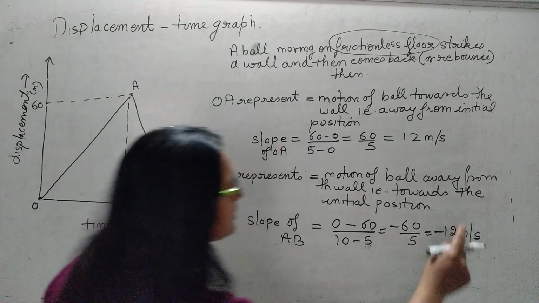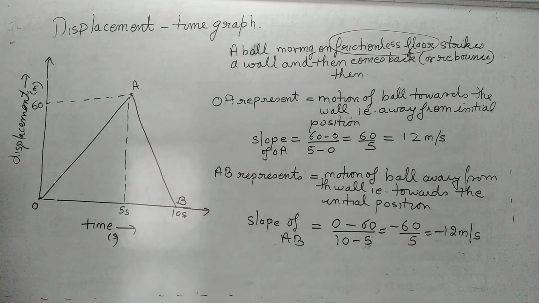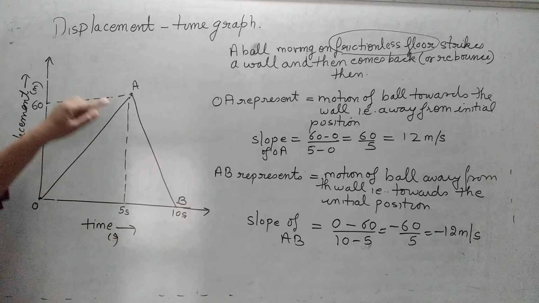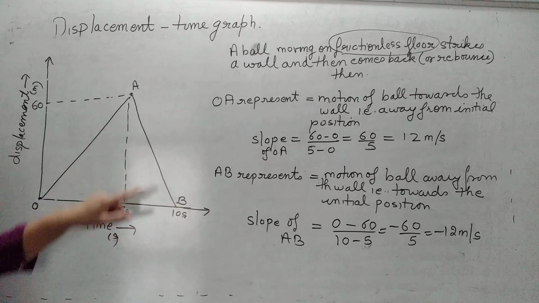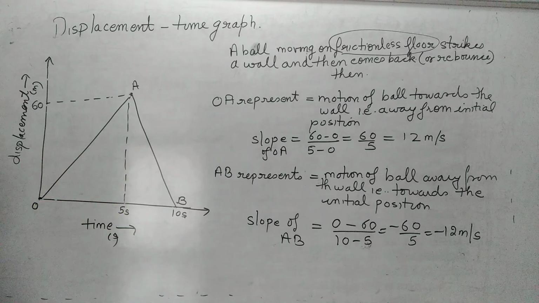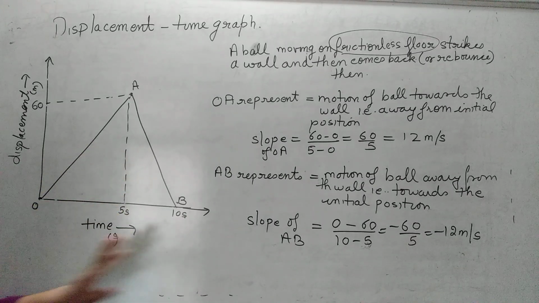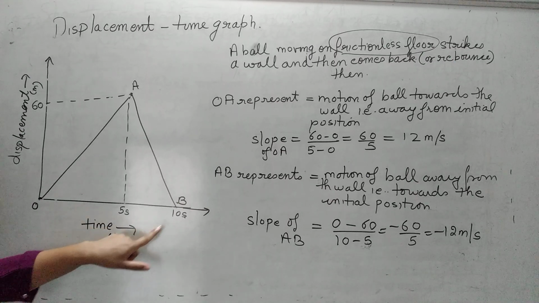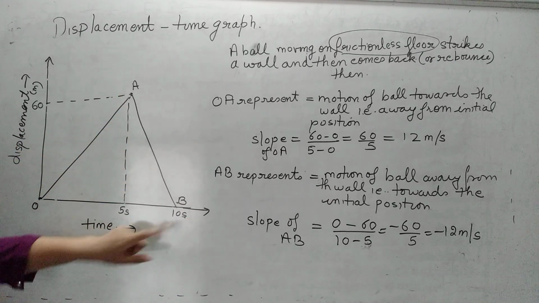What does this negative sign represent? Negative sign represents that the body has changed its direction. Now the body is moving towards the initial position. So from displacement time graph, we can easily find the velocity of a body from the slope.